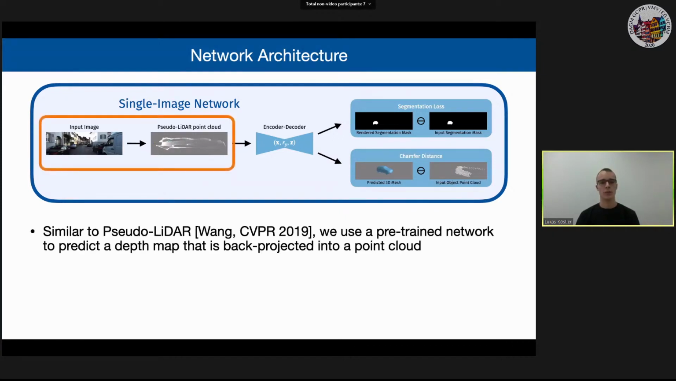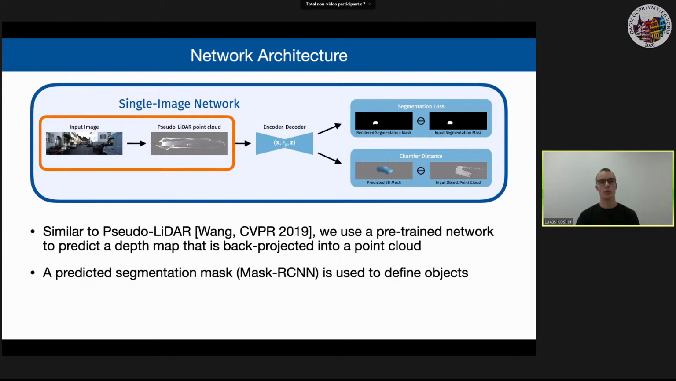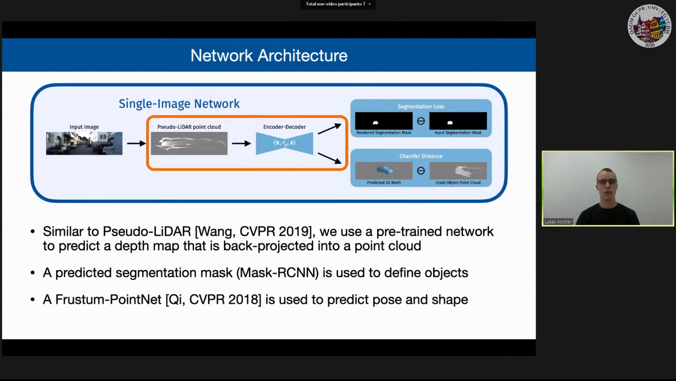Our architecture is based on pseudo-LiDAR. A pre-trained image-to-depth network predicts a depth map from the input image. The depth map is then back-projected into a point cloud. Afterward, a predicted segmentation mask is used to define objects. For each object, the object point cloud is processed by a frustum pointer that predicts position, orientation, and shape.